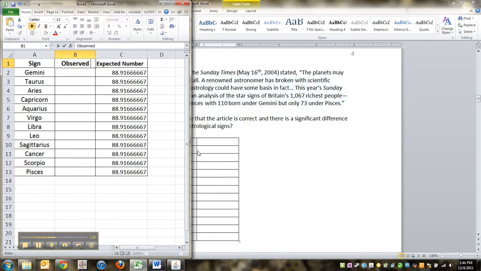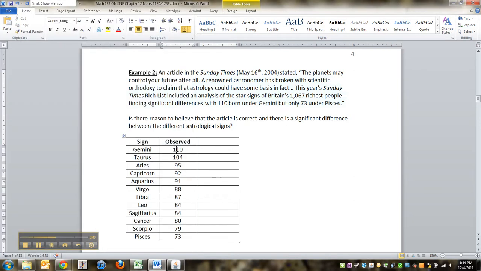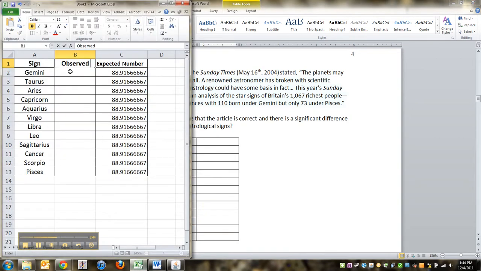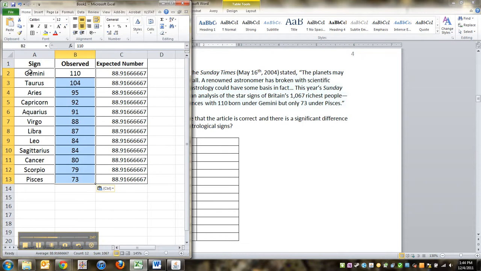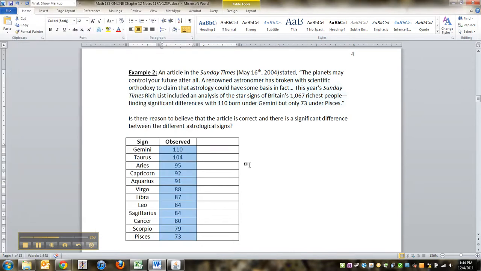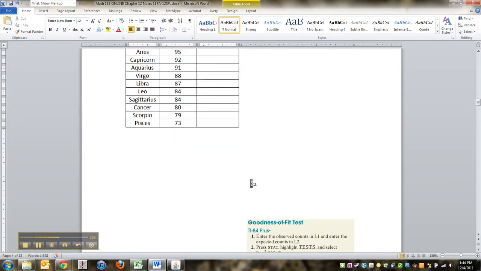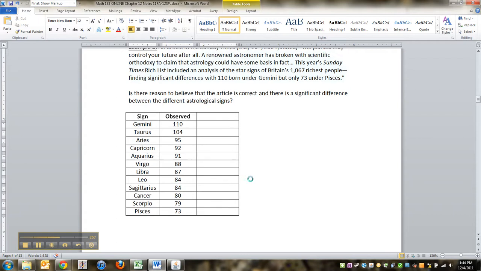Okay, so what we observed, I'm going to highlight this column right here. Okay, so here's our signs, the 12 signs. Here's what we observed in real life. Here's what we expected. Okay, so now we're going to have to make some null and alternative hypotheses. And I'm actually going to fit it around this. So hold that thought 1 second.